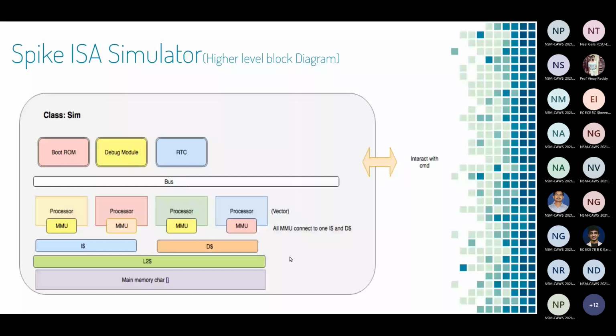Then on the other side, you have the system bus, which is connected to the boot ROM, the debug module, and the RTC controller. This particular class interacts with the command line interface which you have on your terminal. Essentially, this serves as a reference point so that you know which class to look at when you're trying to edit Spike. Did anyone have any question?